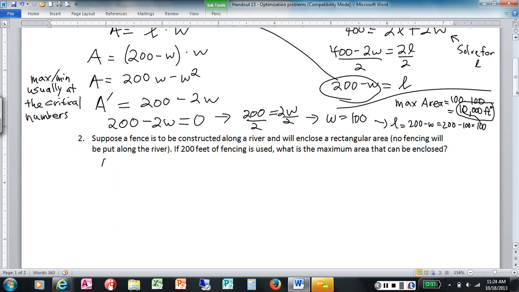Suppose a fence then is to be constructed along a river and will enclose a rectangular area. However, no fencing is going to be put alongside the river. If 200 feet of fencing is used, what is the maximum area that can be enclosed? All right, so here's my drawing. So I've got a river here, and I'm going to put a fence, rectangular shape. But the deal is I've only got three sides of fencing, nothing along the river.